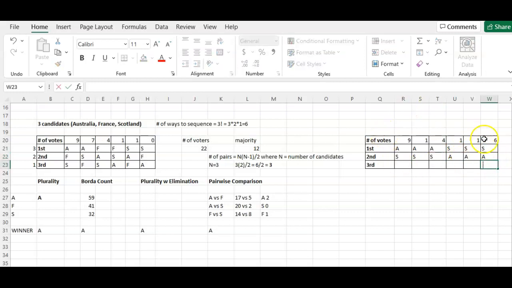And now we recount our first place votes. And we have 14 for Australia, and we have 8 for Scotland. So in this example, 14 is greater than or equal to 12. So once we've done plurality with elimination, Australia would be the winner.